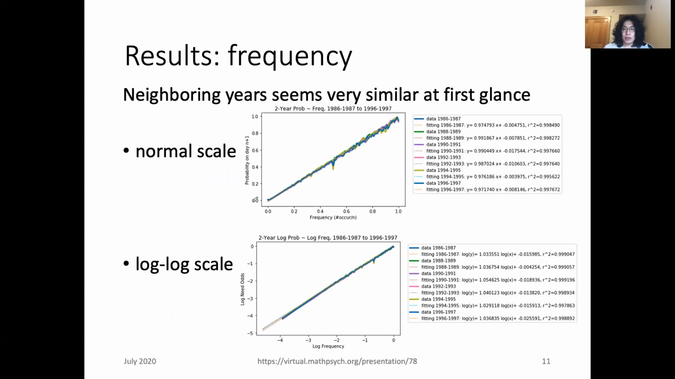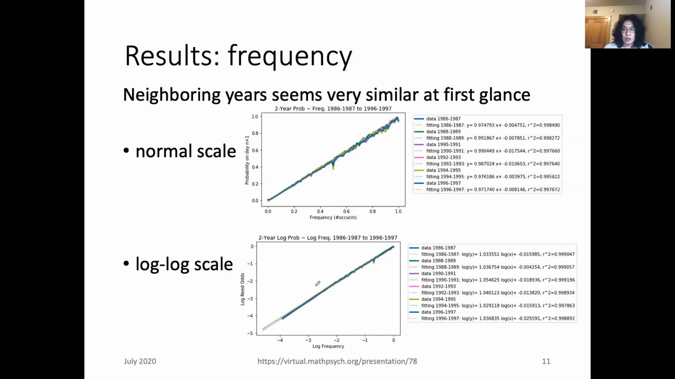Let me show you some results. We started by plotting different years of data in one plot. As in the upper figure, you can see the x-axis here is the frequency, or fraction of word occurrences before day n, and the y-axis is the probability of that corresponding word occurring on day n plus 1. You can see here y and x have a positive linear relationship. In the lower figure, we converted the x and y axes into log scale, and we can see here different curves are also very similar and close to each other.